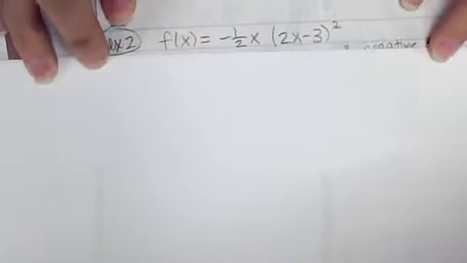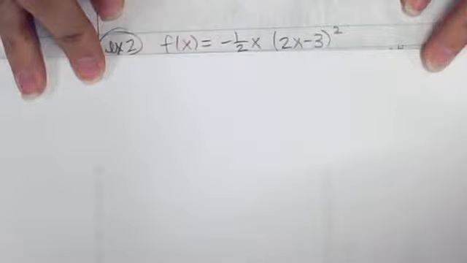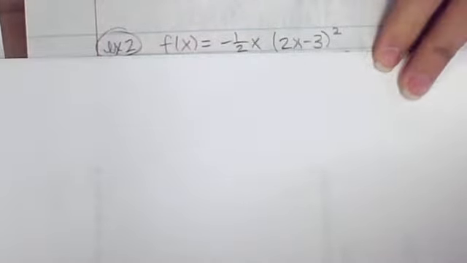Let's try another example. I want you to see another one of these. So if I look at example 2, I have that f of x equals -1/2 x times (2x minus 3) squared. This is already in factored form, so it's going to be hard to tell the degree. Let's think about what would happen if we multiplied this out.